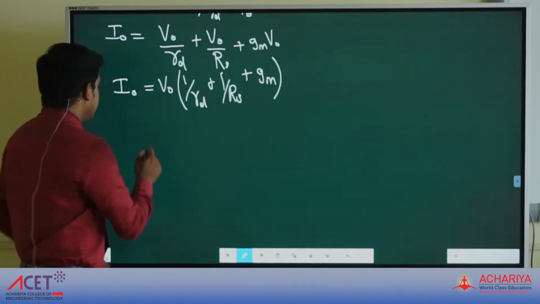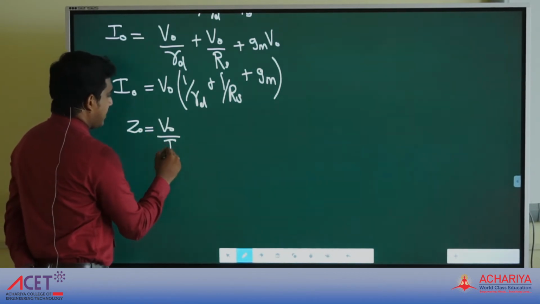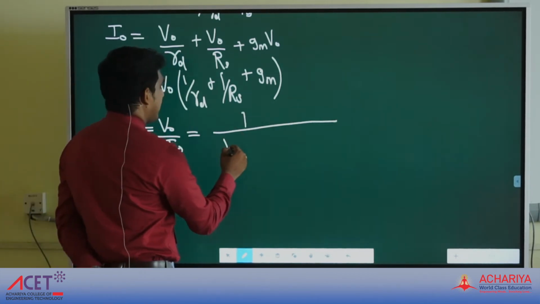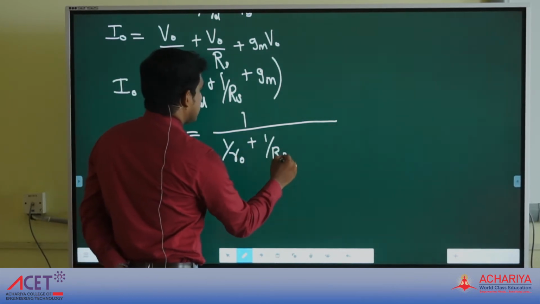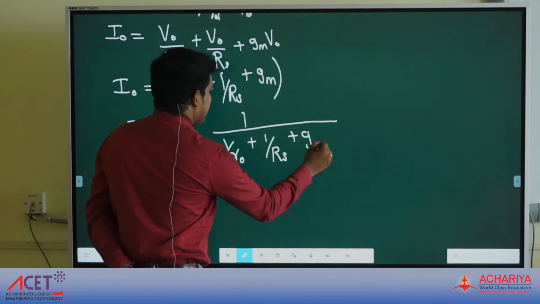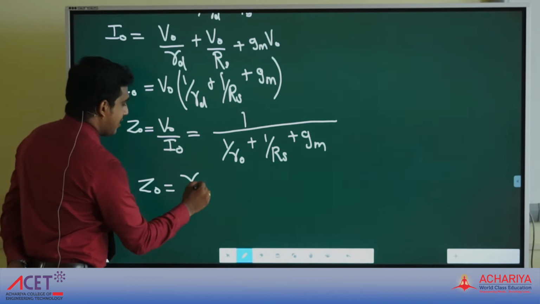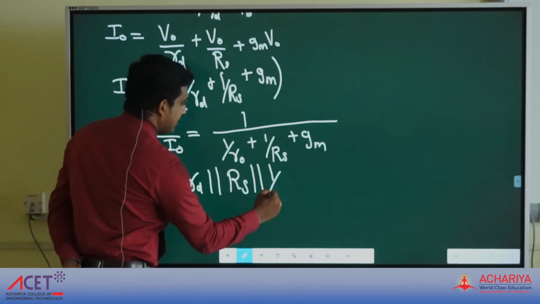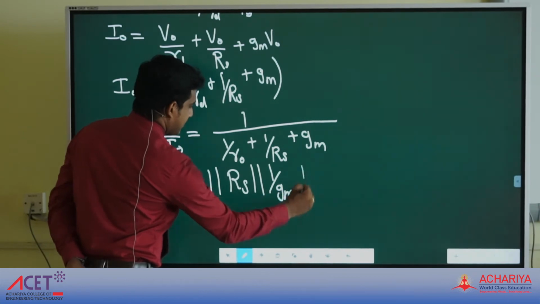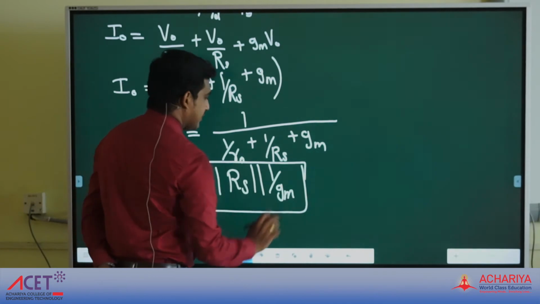What is Z0? Z0 is equal to V0 divided by I0, that is equal to 1 divided by 1 by RD plus 1 by Rs plus GM. We can write this equation as Z0 is equal to RD parallel Rs parallel 1 by GM. This is the output impedance of this common drain amplifier.